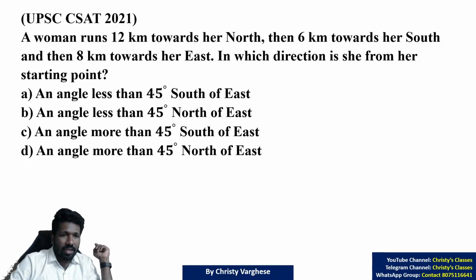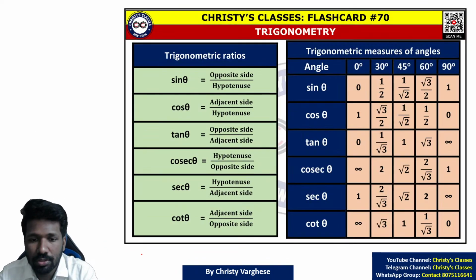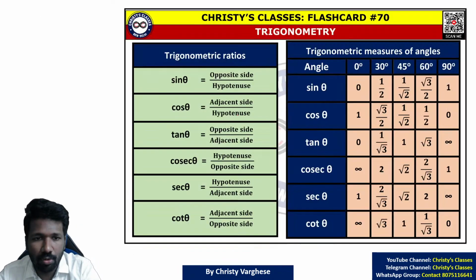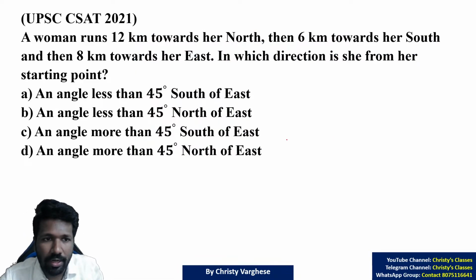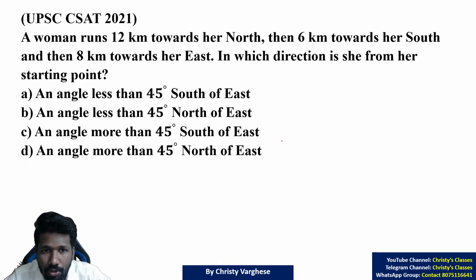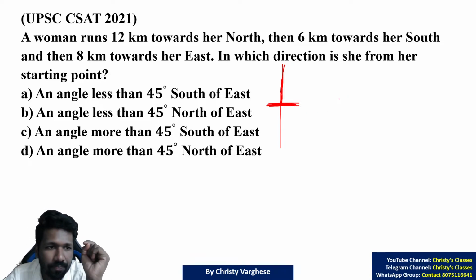Okay, so I'll explain. A woman runs 12 kilometer towards north. So towards north means this is the north direction. I will just draw the picture first, the diagram, so that if you have doubt in how to draw. 12 kilometer towards north means this direction. Then 6 kilometer towards south means return, U-turn and come back. That means 12 minus 6, 6 kilometer only she goes upward, towards north direction.